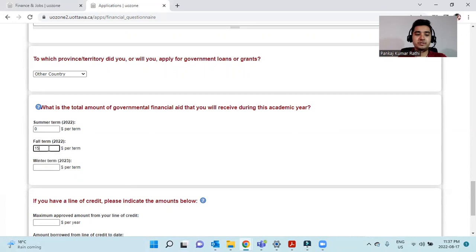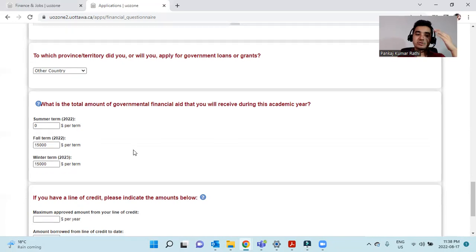You can mention the bank will provide us the exact amount as the statement of account. So it will be around $15,000, for example, and for winter again $15,000. So make sure this amount is exactly the same as that of the statement of account, that is, however much is charged. The bank or the government organizations usually approve the loan based on your statement of account. So make sure the amount is based on that.